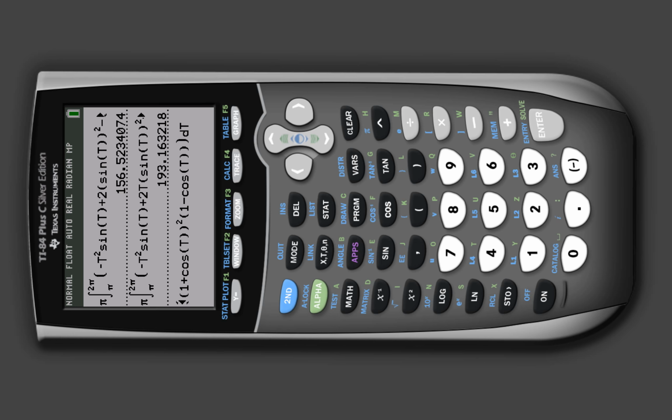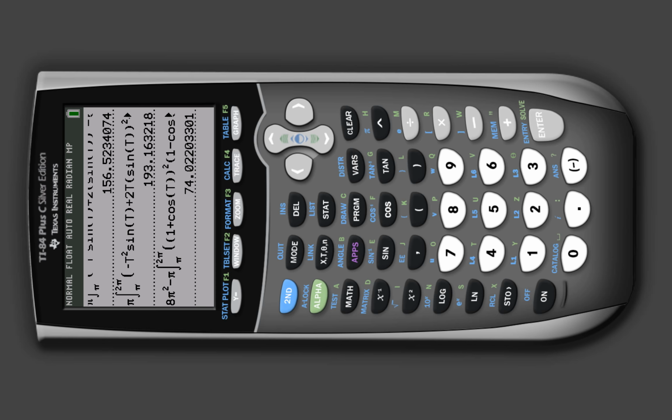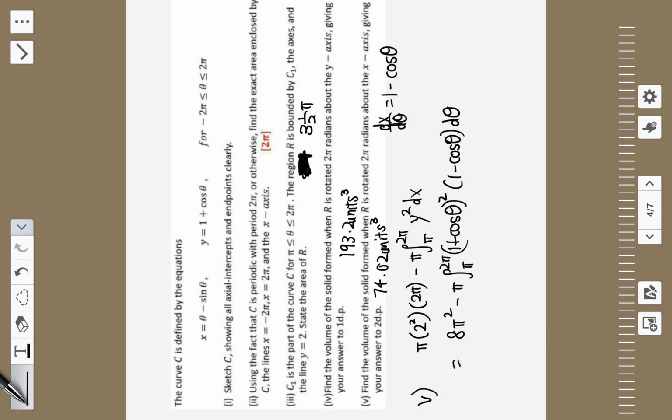So then I press enter, I'll get another value, 74.022. I hope that is the correct answer. Okay, so 74.02 units cubed. So indeed we got all the answers. Okay, then that's it.